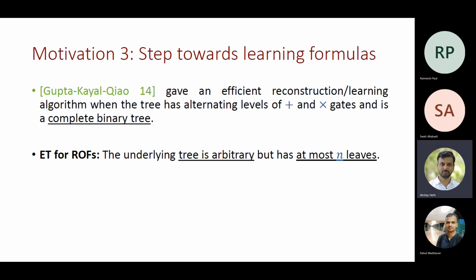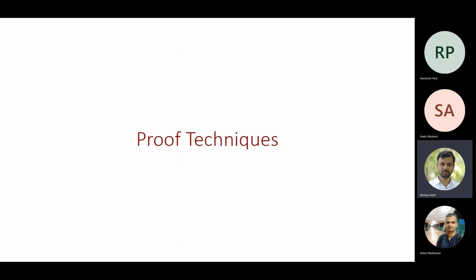So this problem of learning random formulas has been considered before. In particular, Gupta, Kayal, and Shah give an efficient learning algorithm when the tree has alternating levels of plus and product gates and is a complete binary tree. And ET for ROFs also gives us learning for random formulas, but over here, the tree of the formula can be arbitrary, but we can have at most n leaves. So now that I've motivated the problem as well, let me talk about some of the proof techniques that we use to prove our results.